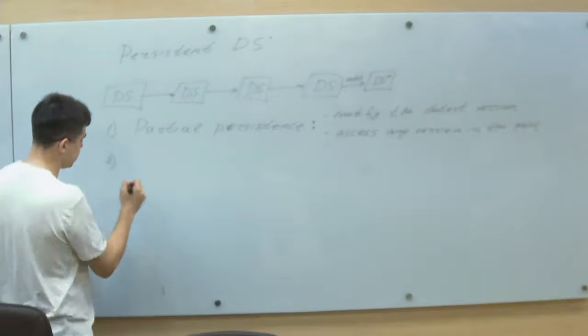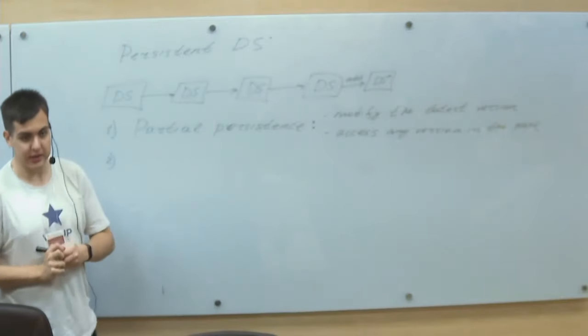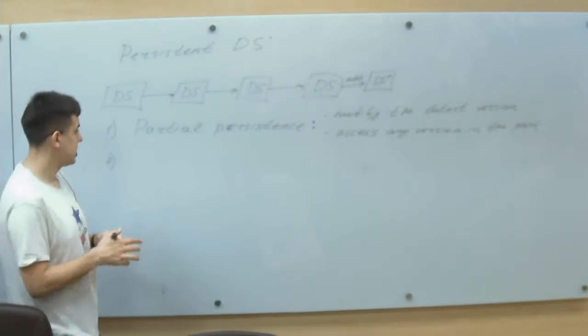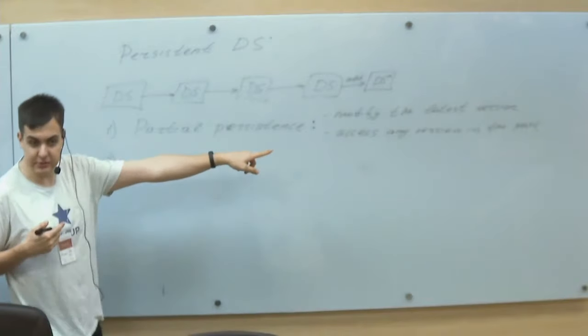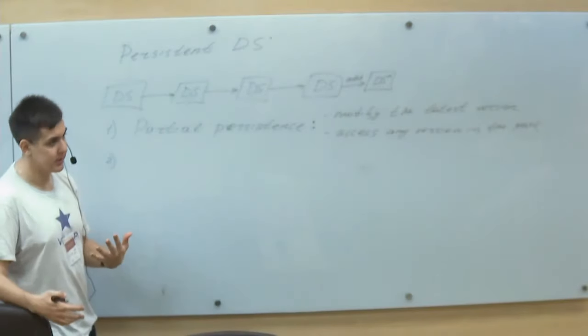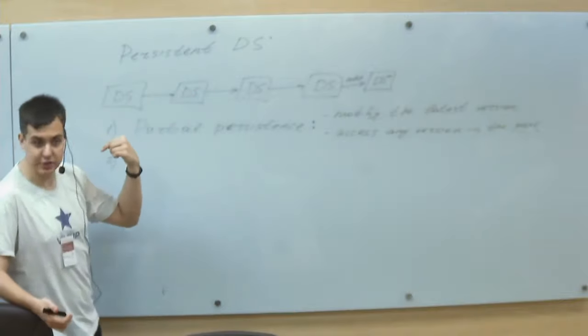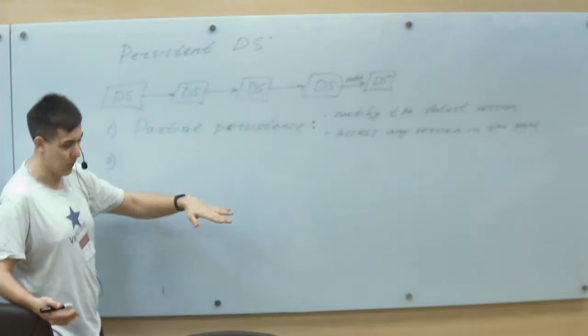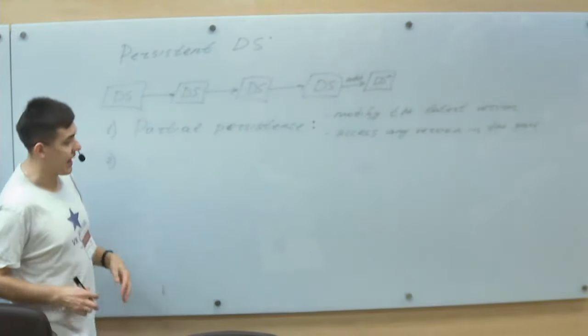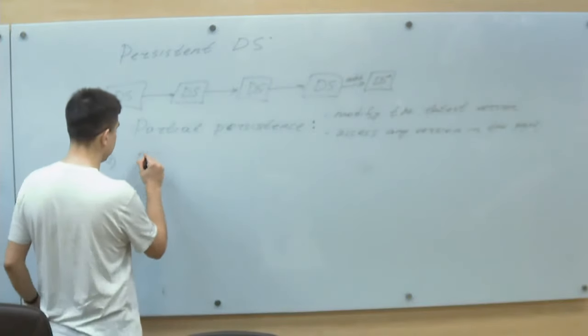And the second type that we will be concerned about is full persistence, where we can modify any version, so we can branch out at any position, and still we can access any version. So it's full persistence.